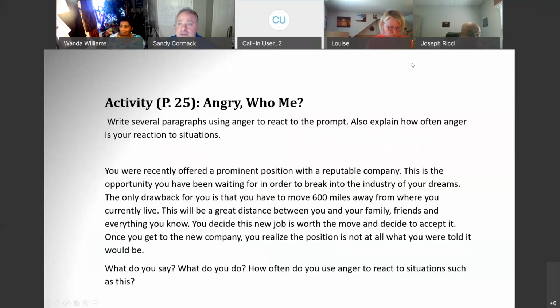So here's an activity on page 25 that's going to help us learn to deal with this. Again, this is something normally in a classroom environment that we would take some time to write down, but we can use the chat function here for you to let everyone know your thoughts on this situation.